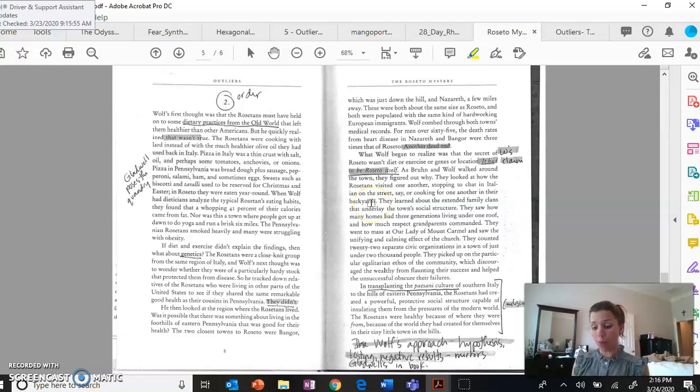Wolf's first thought was that the Rosettans must have held on to some dietary practices. Okay, so this kind of goes through like the assumptions that we would have had, right? As a researcher, as a doctor, these things were going on. Then Gladwell, in continuing to think about the quandary, in fact, they weren't exercising.